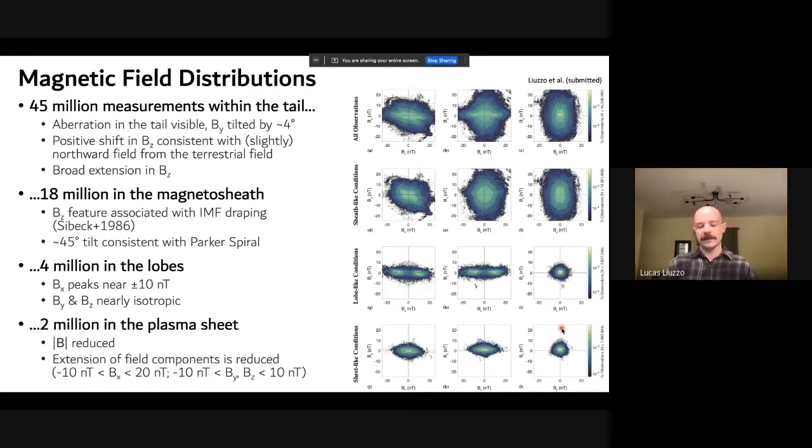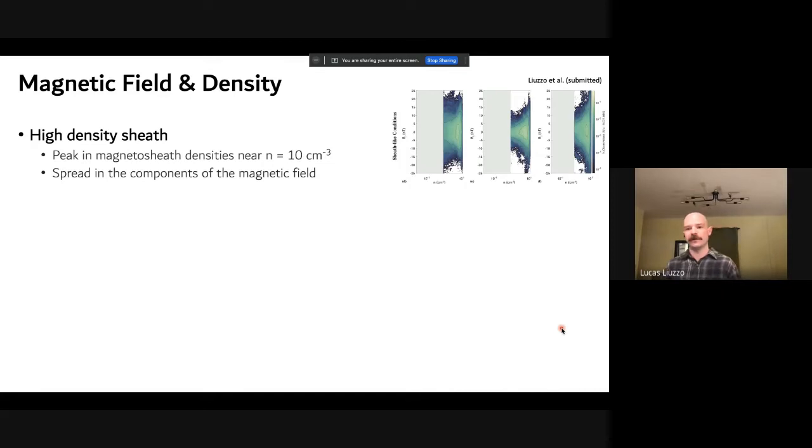For the plasma sheet, on the other hand, on average, the magnetic field is reduced in magnitude, and the extension of each of these components is much smaller than for the lobes or for the magnetosheath as well. So on average, this tells us that the plasma sheet field is weaker than in the lobes or in the magnetosheath.